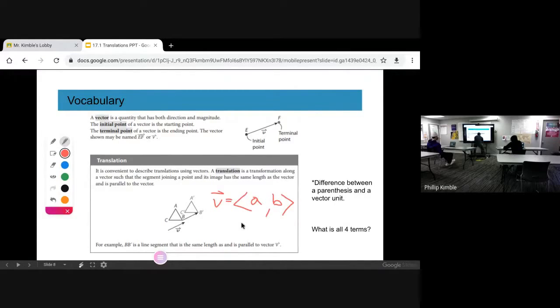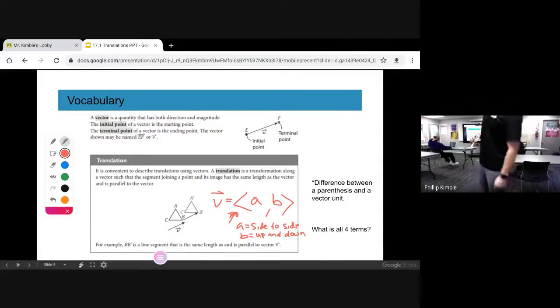And I'll write this down. A equals side to side, and B equals up and down. So just know the difference. These aren't parentheses right here. Those are a vector unit. Whenever we see these symbols, we know we're using a vector.